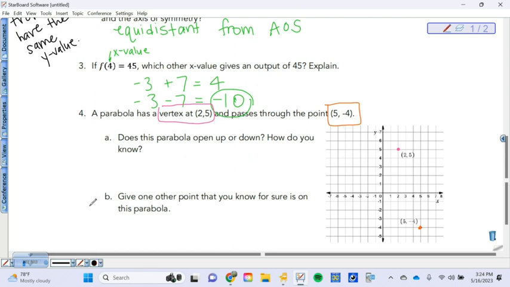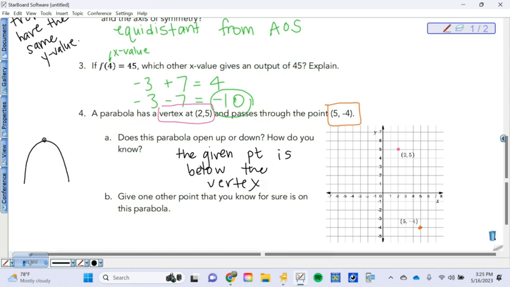Yeah. Why do you say that? Because the vertex is at the top and the tips is at the bottom. Yeah, so this given point is below the vertex, which means that it has to be like this. The vertex is my maximum, so this parabola opens down. Okay, and I'm going to draw this half of the parabola.